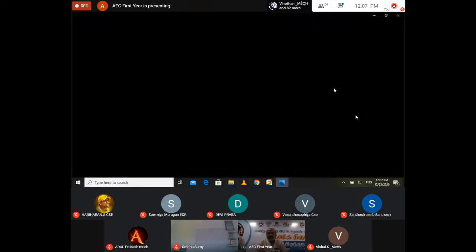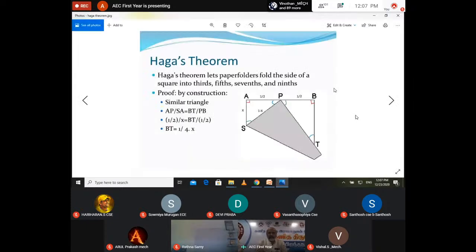Yes. And there are also very many theorems in origami and mathematics. This is called Haga's theorem. Haga's theorem lets paper folders fold the side of a square into thirds, fifths, sevenths, and ninths. In fact, when you take any square, how to divide the square itself is a very big mathematical problem. That means the fractions are a very big problem. Even in ordinary mathematics, dividing an integer into fractions is a big problem. Just like that, we are also having that kind of a problem.